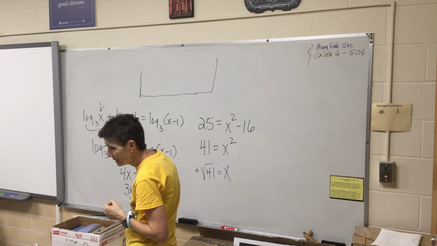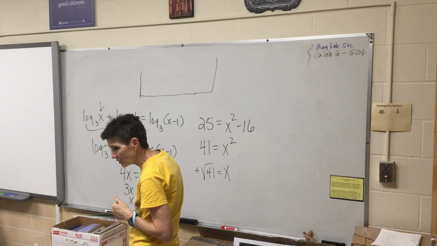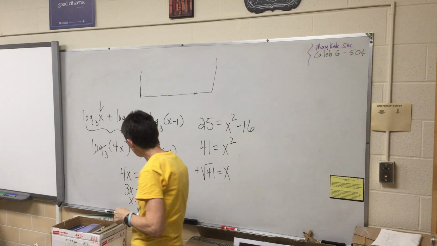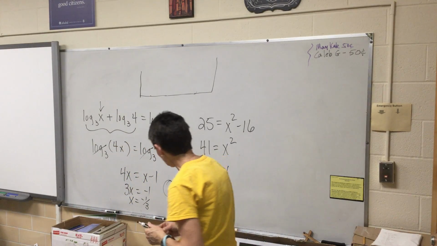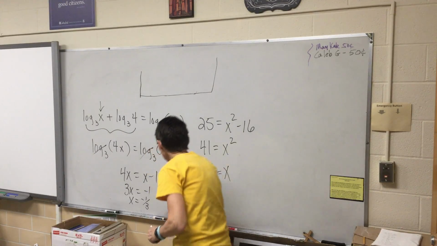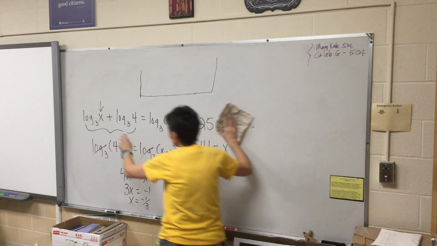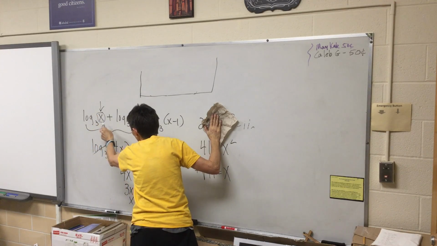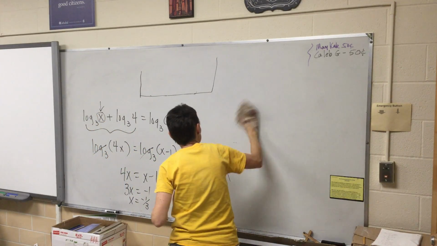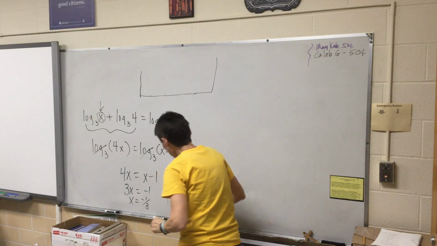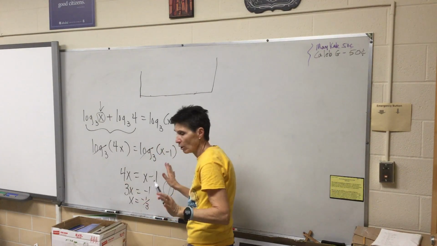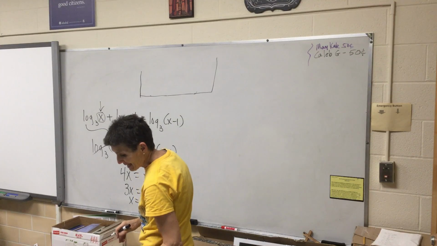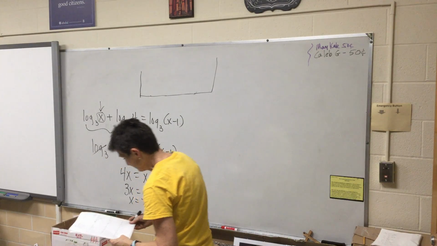No. Gabe's shaking his head violently back and forth. No. We have no answers here. That's an extraneous root. Remember that this guy right here can never, ever, ever be negative. So if we'd gotten positive 1/3, all good. But it can't ever be a negative.